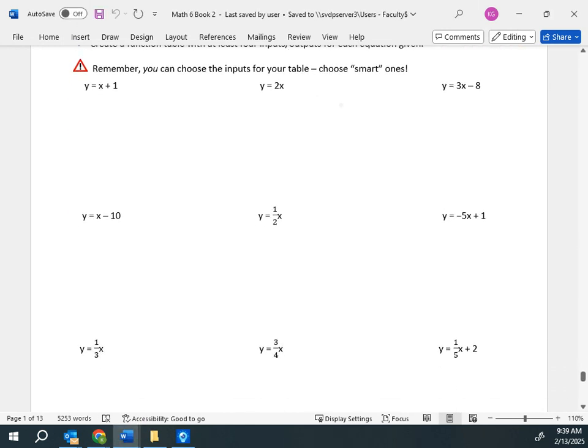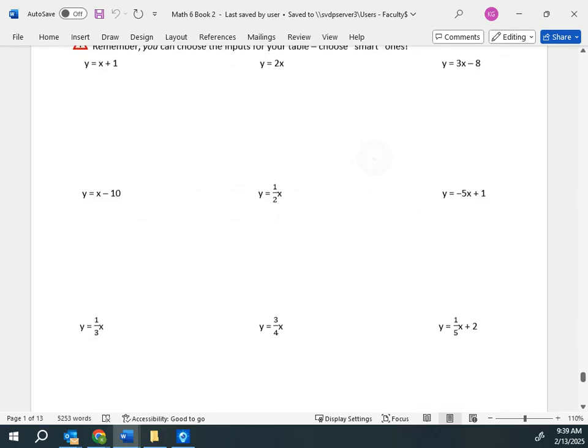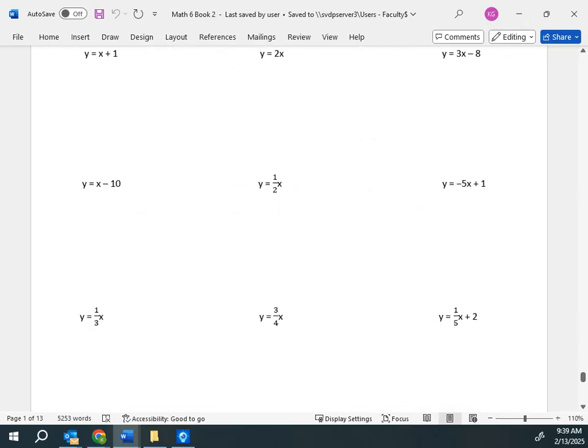So let's try this. Remember, you choose. So we're making our choices for our input. So let's see what this all means. The first thing we do is we make our function table. We're gonna put x on the left, y on the right. X is that input. It's what number we're gonna put into the equation in place of that variable x. Our output, the y, is the answer that we get.